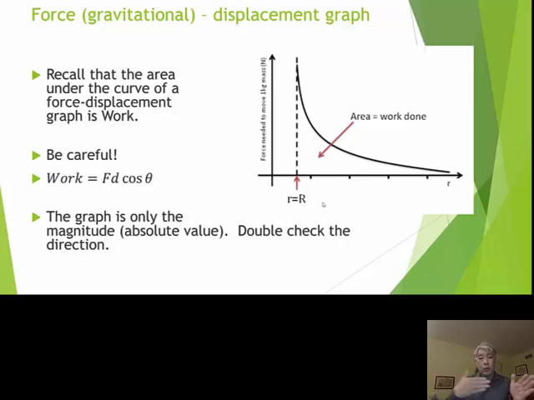As the object moves closer to the planet, gravitational force is always going to be attractive, or towards the planet, and the displacement is that way. Work then would be positive.